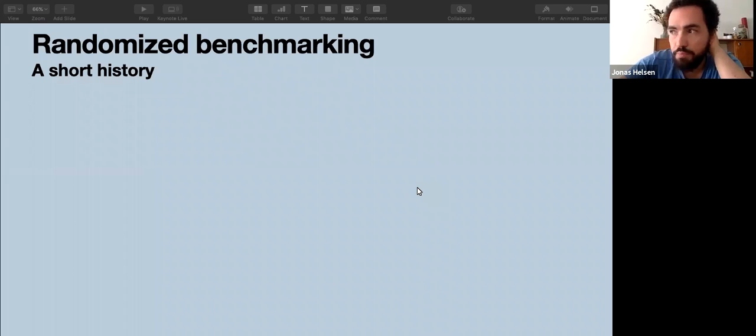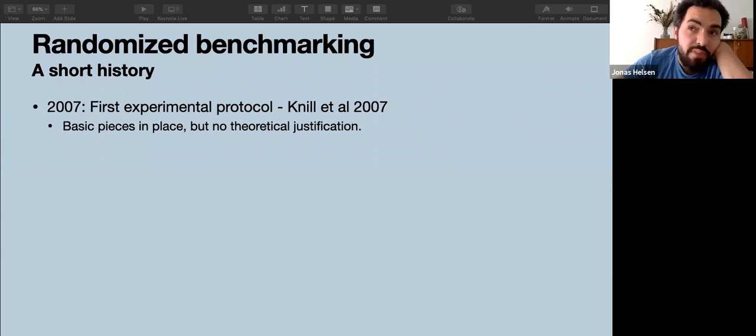And so there are literally hundreds of experimental papers that use a variation of this procedure, and all of them are slightly different. But it came to be slightly under 15 years ago when Manny Knill wrote a really nice experimental paper where they put the first pieces of this protocol in place. I'm going to show you what the essential pieces are later. And this worked, and they observed that it worked in practice, and they could extract some sort of error rate, but there was very little theoretical justification to show that what they were doing would always work.